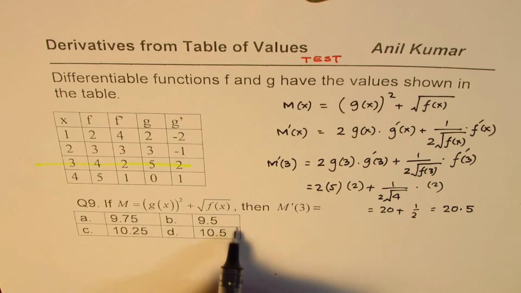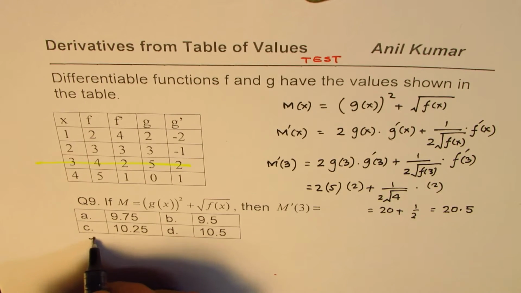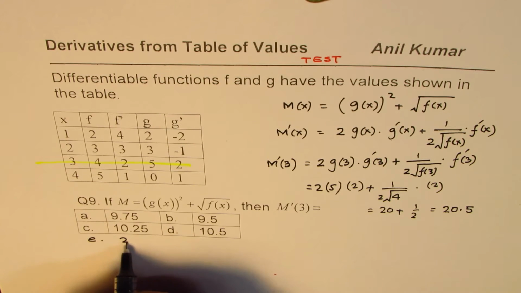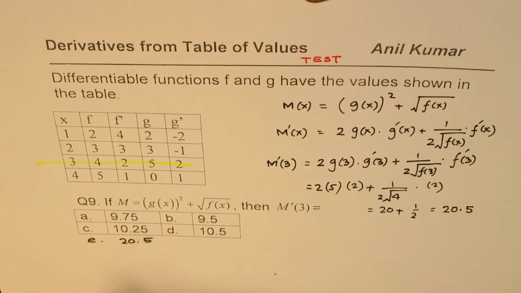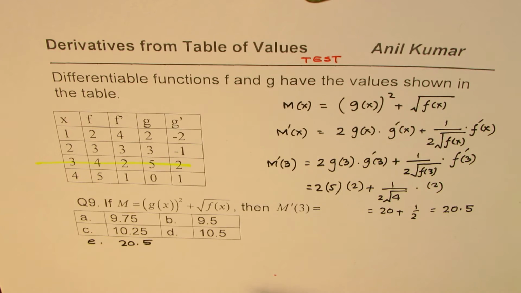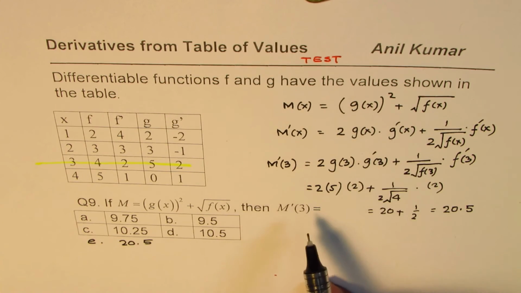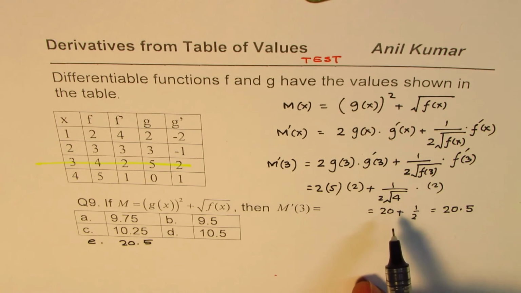I'm sorry, I did not include that in my answer. So let me write down option E, which is 20.5. So that becomes the answer for this particular question, right? So E, 20.5. I just created this question and unfortunately did not give you the right answer. Anyway, so that is how you are going to calculate the values. This is the way to do it.